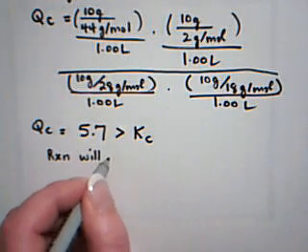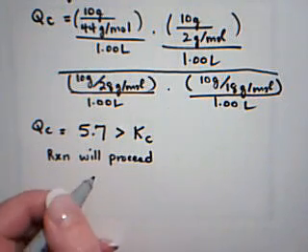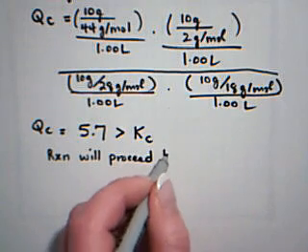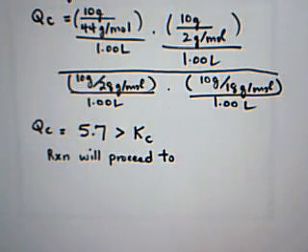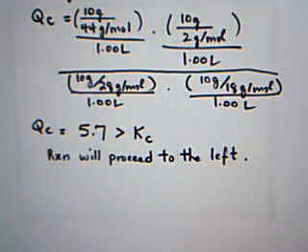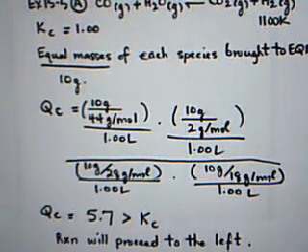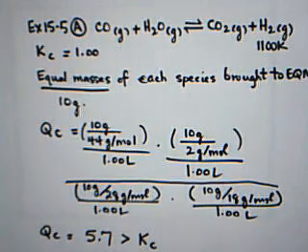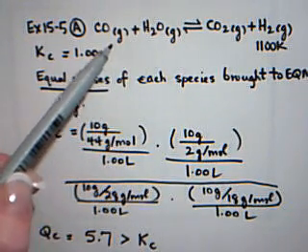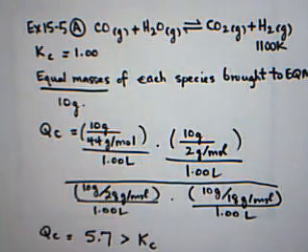will proceed in a net direction to reach equilibrium, and that net direction will be, which way will it go? Towards the reactants or the products if Q is bigger than K? To the left, towards the reactants. And therefore, sliding this back down, if it goes to the left in order to reach equilibrium, then these quantities will be greater than 10 grams at equilibrium, and these quantities will be less than 10 grams at equilibrium.